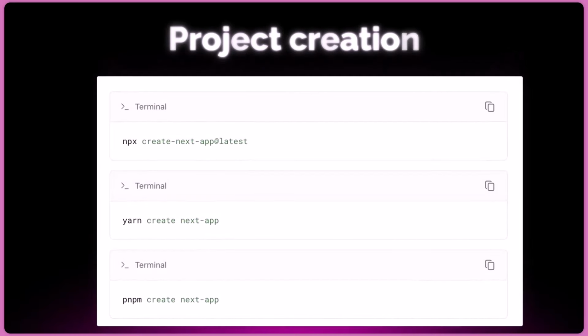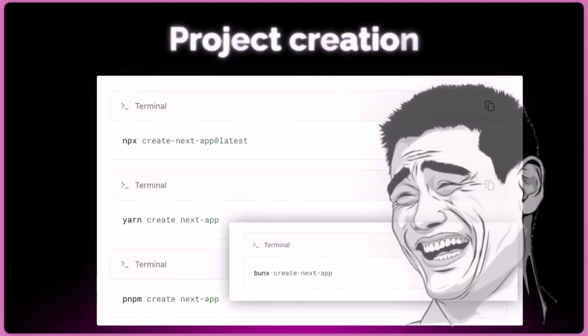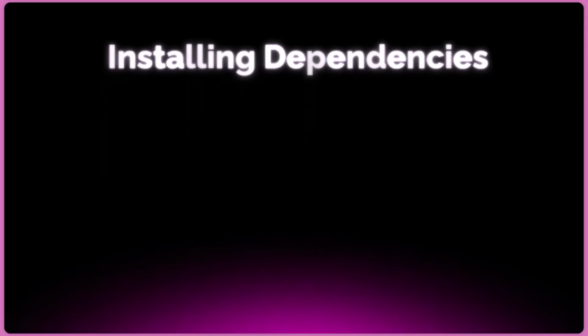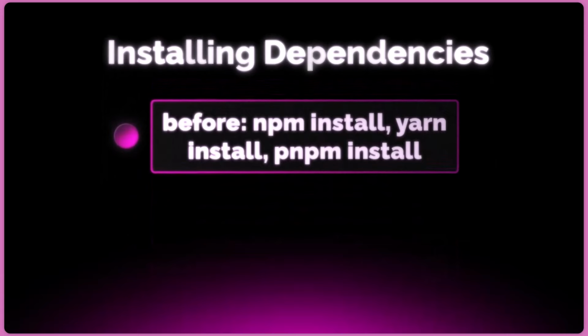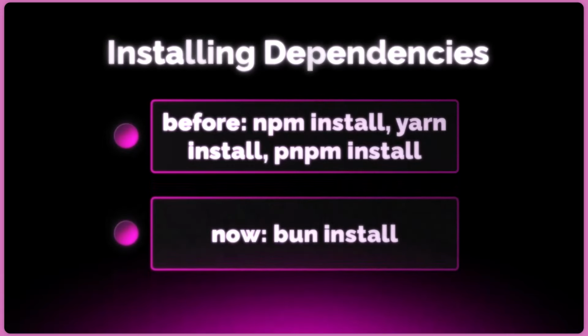When creating a project, we would use either npx, yarn, or pnpm create next-app. Now we can use bunx create-next-app, but at the time of writing this, it wasn't working, but I'm sure it will be fixed shortly. To install dependencies, we had to use also npm, yarn or pnpm, but now we can use bun install. But then comes the tricky part.